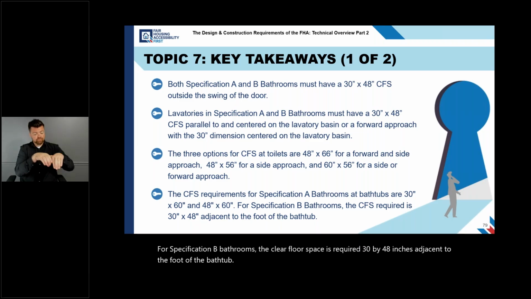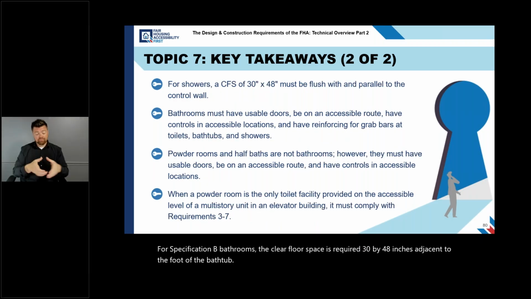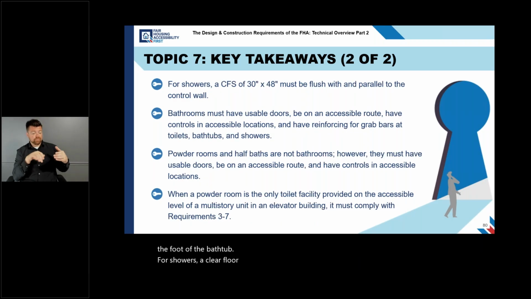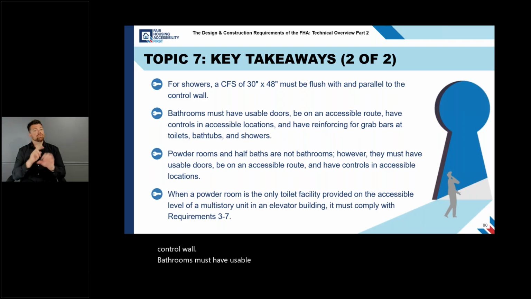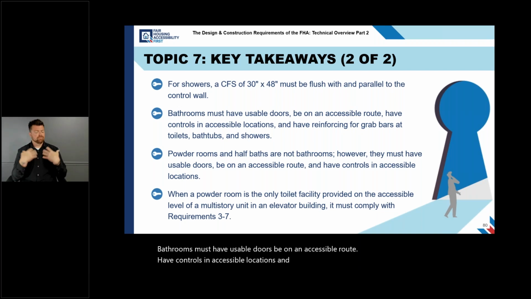For showers, a clear floor space of 30 by 48 inches must be flush with and parallel to the control wall. Bathrooms must have usable doors, be on an accessible route, have controls in accessible locations, and have reinforcing for grab bars at toilets, bathtubs, and showers.